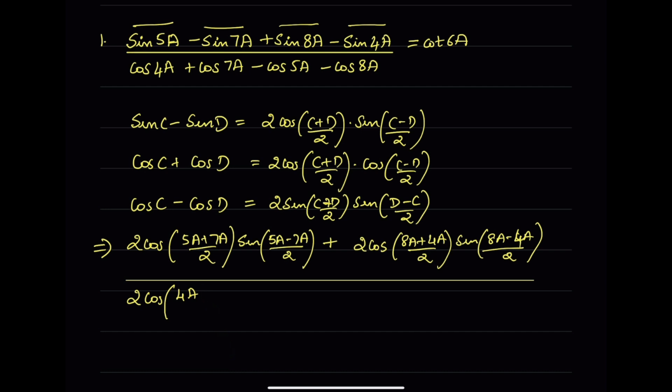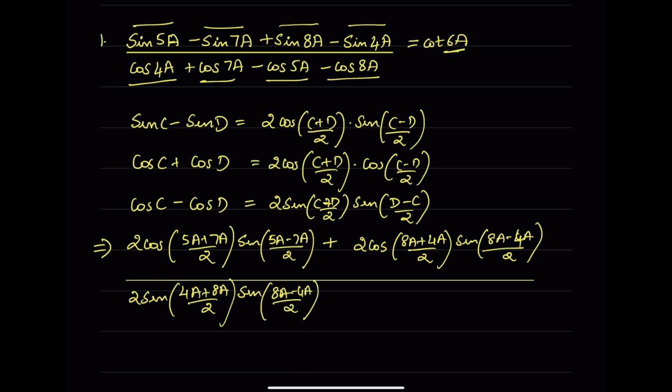4a plus. So here this is important. Now what are we going to group? I wanted to discuss that first. Because we require 6a, we have to group two things which actually result in C plus D by 2 equal to 6a. So here we will group 4a and 8a, and 7a and 5a together. So this will be cos C minus cos D for cos 4a minus cos 8a. So that will be 2 sine C plus D by 2, that is 4a plus 8a by 2, and sine of D minus C, which is 8a minus 4a by 2.